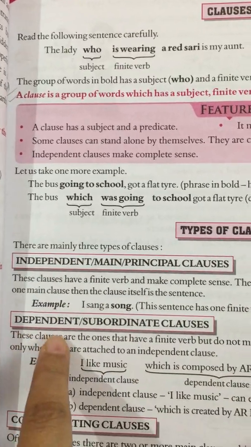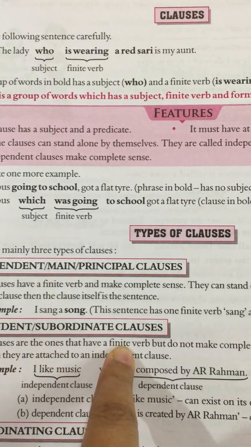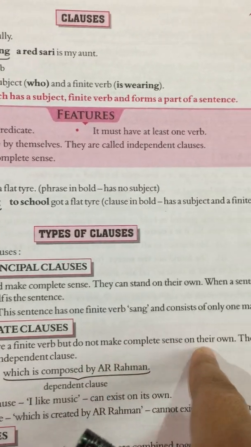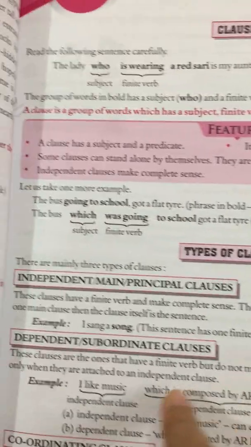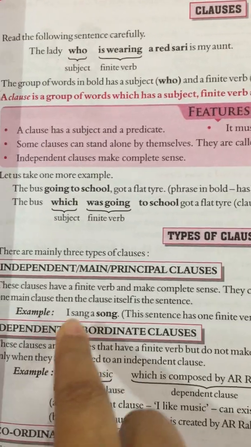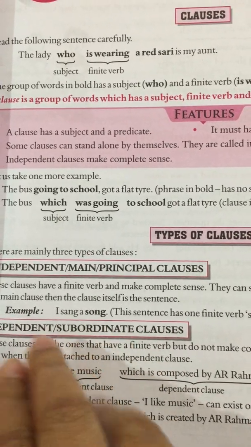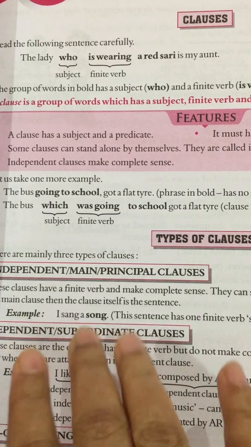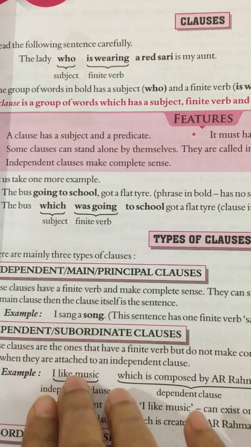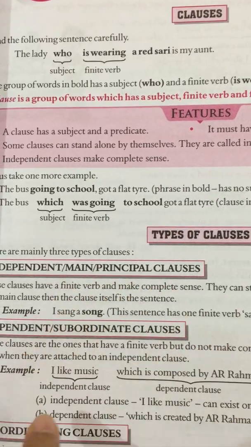Now come to the dependent clause. These clauses are the ones that have a finite verb but do not make complete sense on their own. They make sense only when they are attached to an independent clause. So dependent clauses also have a verb, but they cannot stand alone. They don't make complete sense on their own. They need an independent clause to depend upon.